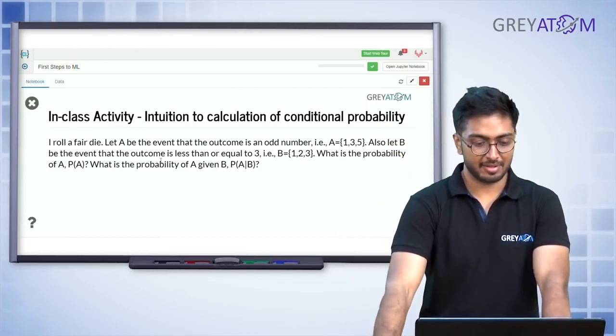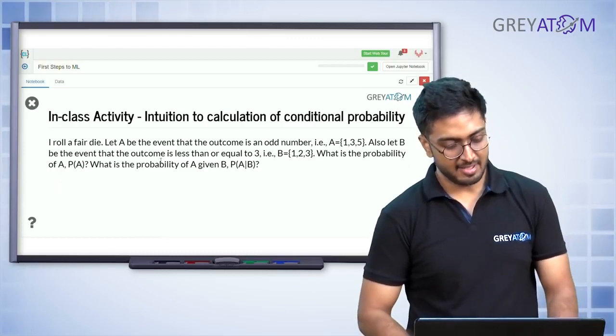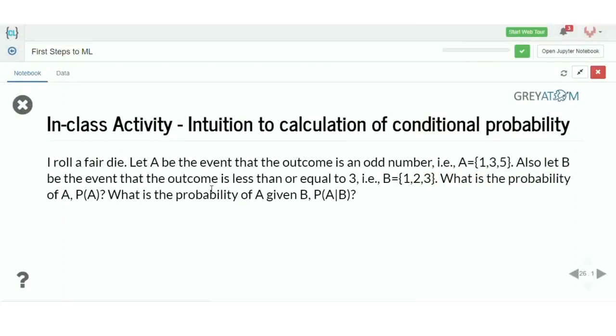So now we need to talk about this idea of conditional probability. Now say I roll a fair die and let A be the event that the outcome is an odd number, right? So A could be, out of the 6 possible outcomes, only 3 of which are favorable: 1, 3 or 5. And let B be the event that the outcome is less than or equal to 3. So possible options for B are 1, 2, 3. Now what is the probability of A?